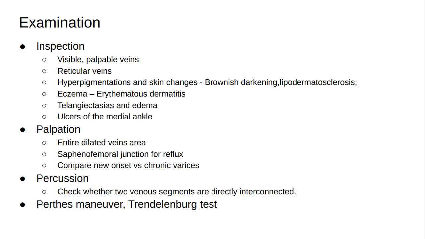Newly dilated vessels sit on the surface of the muscle or bone, whereas chronic varices erode into underlying muscle or bone, creating deep boggy or spongy pockets. Percussion is used to check whether 2 venous segments are directly interconnected. Other maneuvers include the Perthes maneuver and the Trendelenburg test.